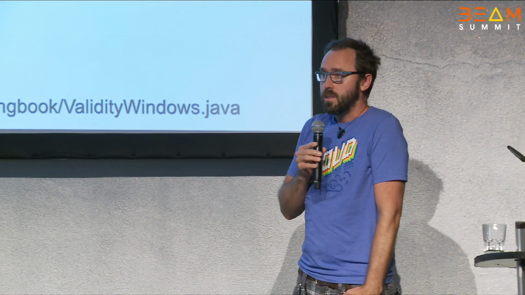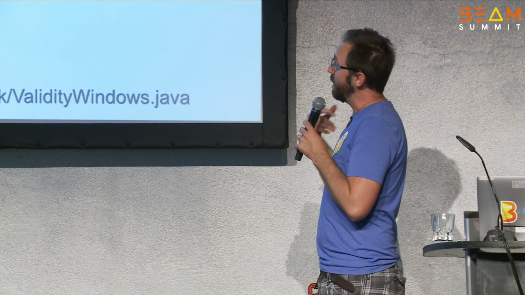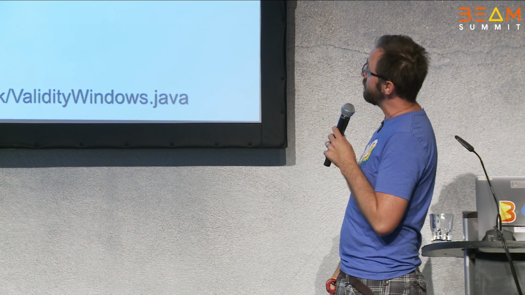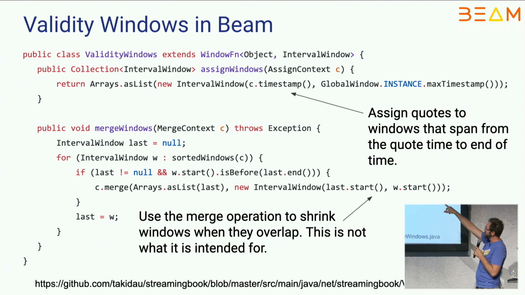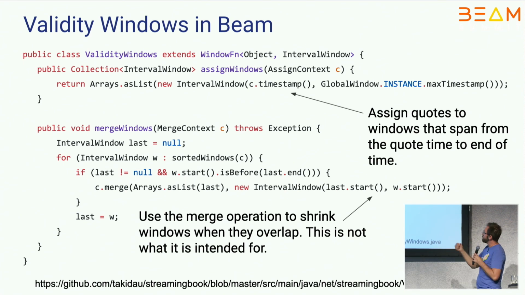Fortunately, Beam has this thing called event time windowing in it that is intimately tied with watermarks and understanding event time progress. And you can actually implement validity windows in Beam today. It's pretty straightforward. If you've ever implemented a windowing function, it's basically two functions. It's assign windows, which gets an element, places it into an interval window, and returns it. So all we do is we assign it to an interval window that starts at the event time for the quote and extends all the way to the end of time.